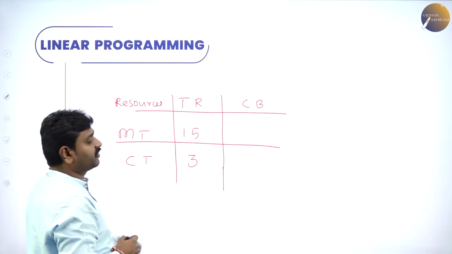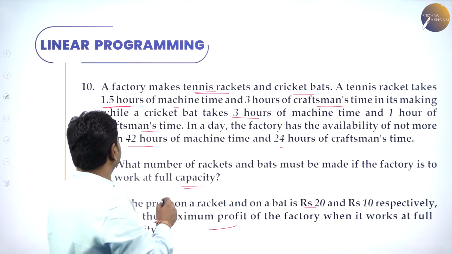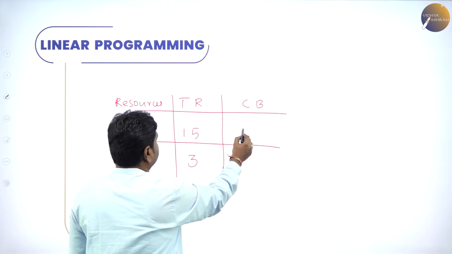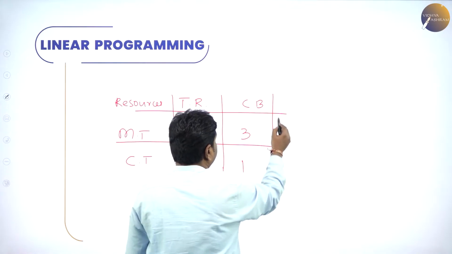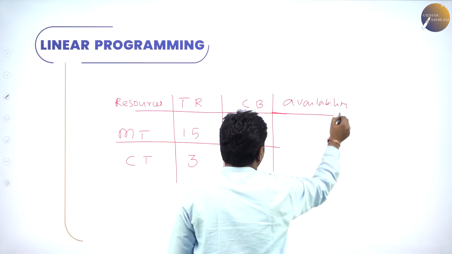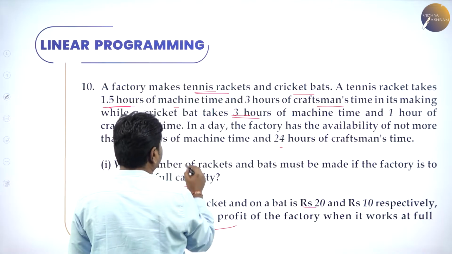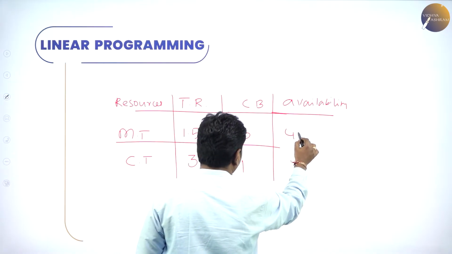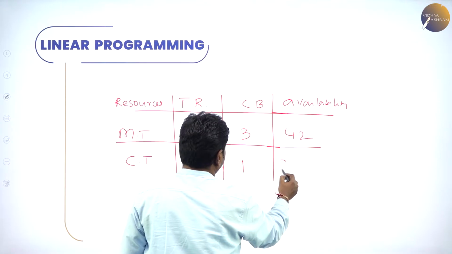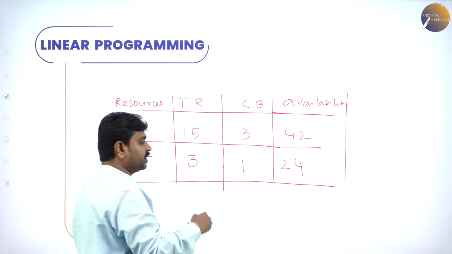Resources, we are using machine time and craftsman time. For tennis racket, we are using 1.5 hours and 3 hours. For cricket bat, so when you read, cricket bat takes 3 hours of machine time and 1 hour of craftsman time. So 3 hours and 1 hour. And availability. So we'll see availability. What is the availability of machine time? They have mentioned it. If you read, the factory's availability is not more than 42 hours of machine time. So machine time is just 42 hours and craftsman time is 24 hours. This is availability.